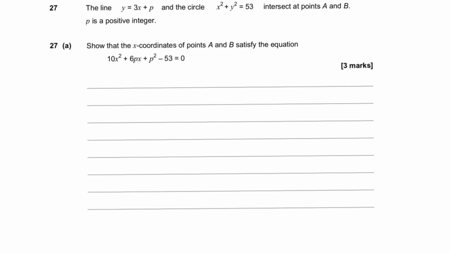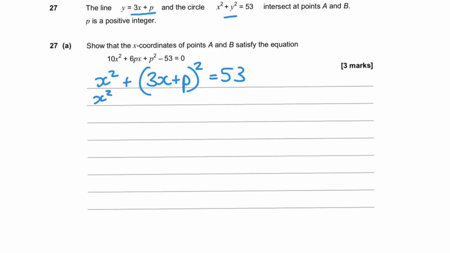So because part A deals with x's and p's, it must be y that we're substituting. So we're going to rearrange the circle equation, but instead of having y in there, we're going to substitute it with our 3x plus p. So we've got x squared plus (3x plus p) in a bracket, and then have a look what happened to the y originally. It was squared, so we need to make sure we square our substitute as well, is equal to 53. So let's start multiplying that out.